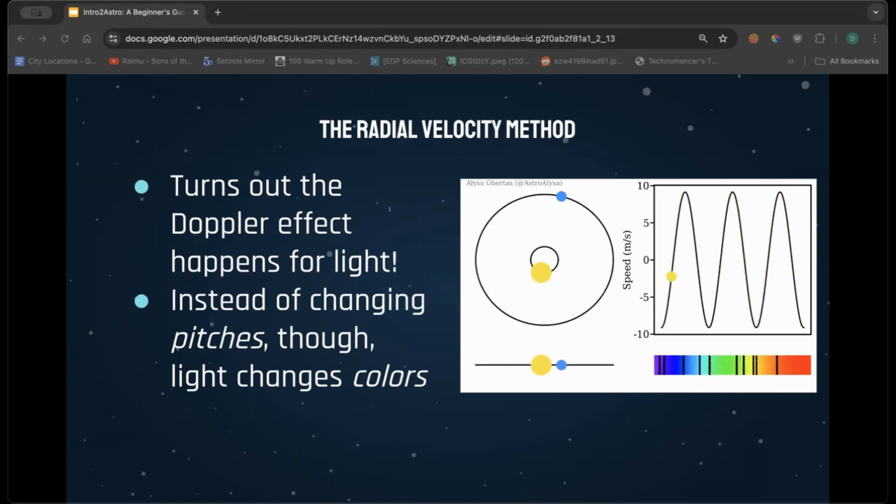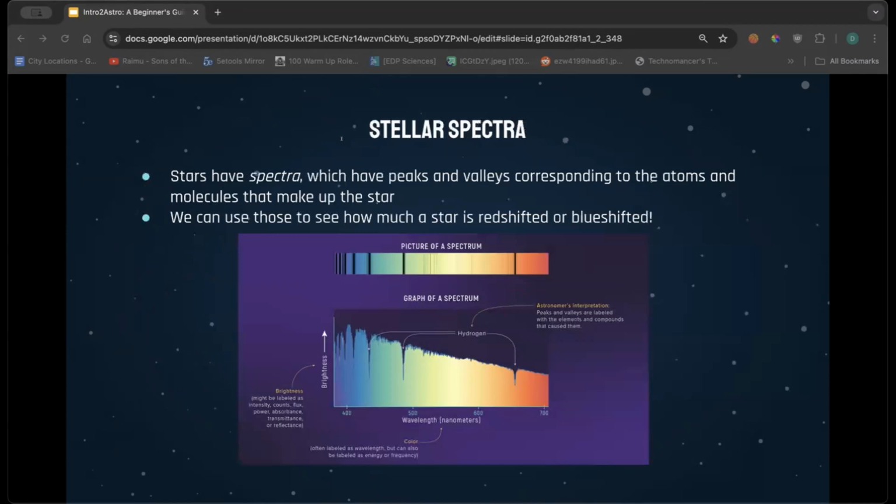But the frequency of sound, or the frequency of light, is just the light's color. And so as the star wobbles back and forth, the star's color is going to change, getting a little bit redder or a little bit bluer. And so luckily for us, there's a comparatively easy way to measure how much redder or bluer a star is getting. So when observing a star, we can measure its brightness as a function of wavelength, called its stellar spectrum or stellar spectra.